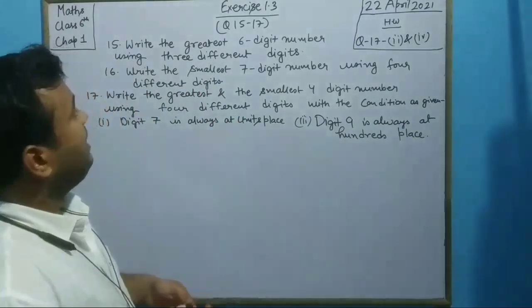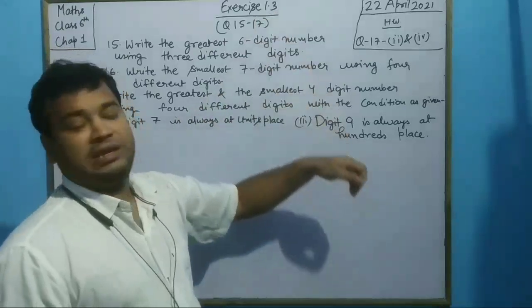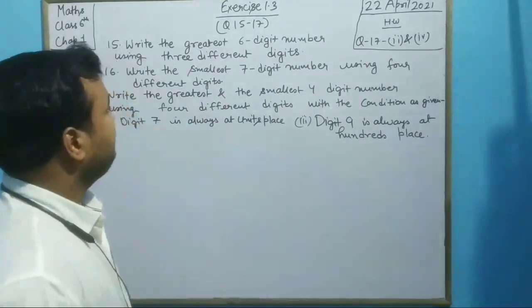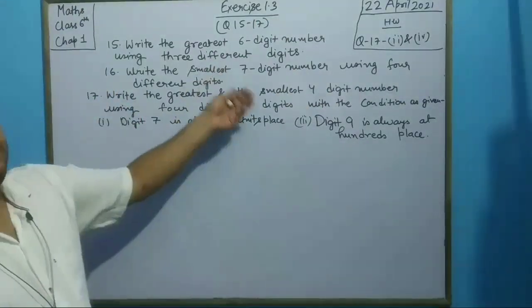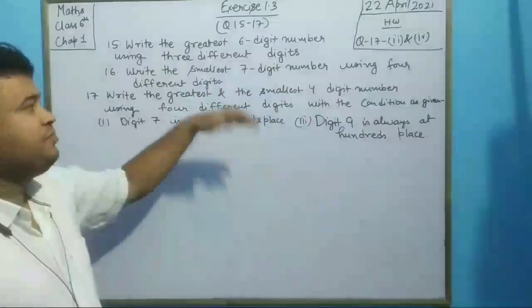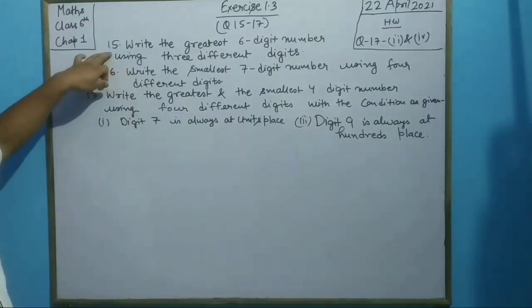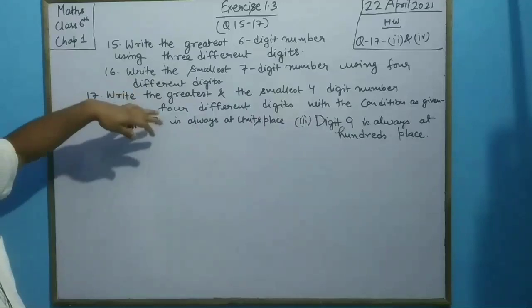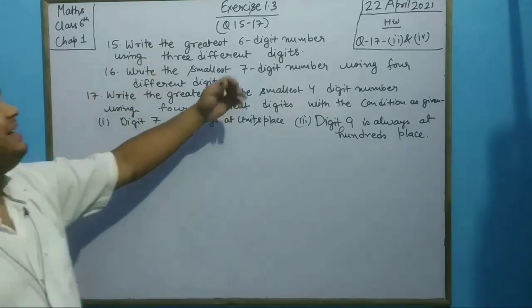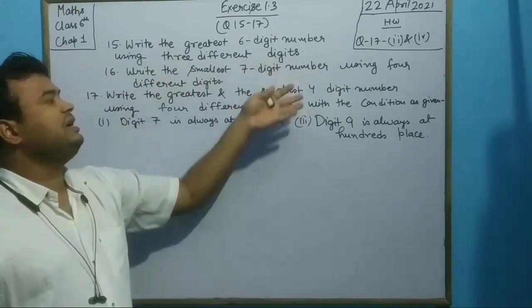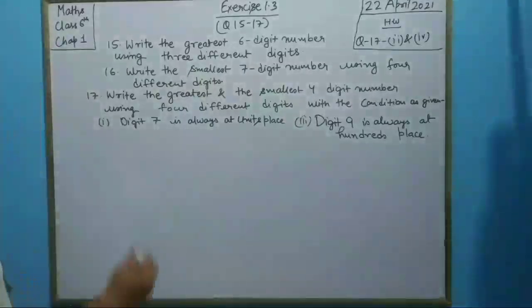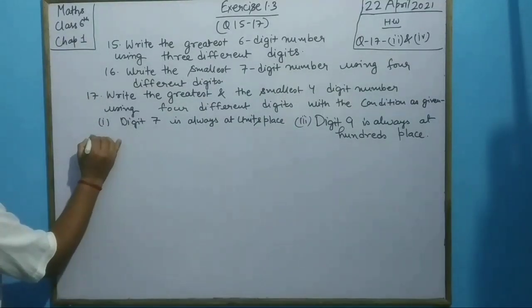Okay. So last time we discussed exercise 1.3, and we discussed questions up to number 14. So I have taken the rest of the questions in this exercise. Let us read the 15th question. It is written, write the greatest 6-digit number using 3 different digits. Okay. So let us take one by one all these questions.